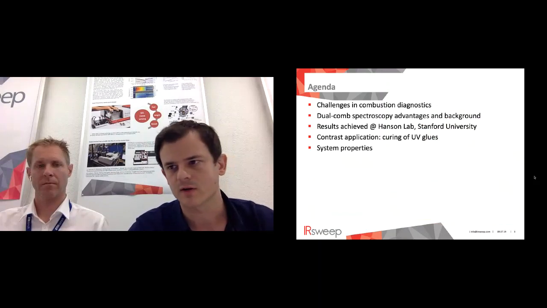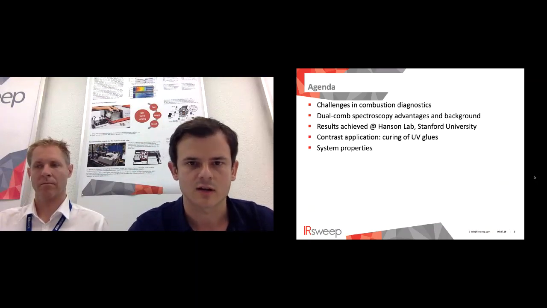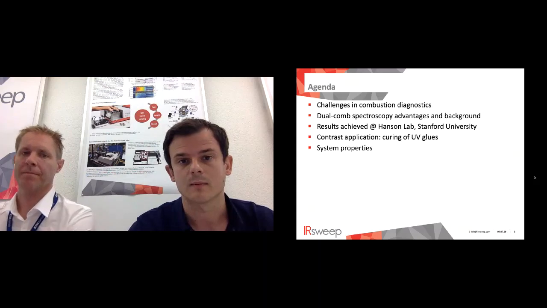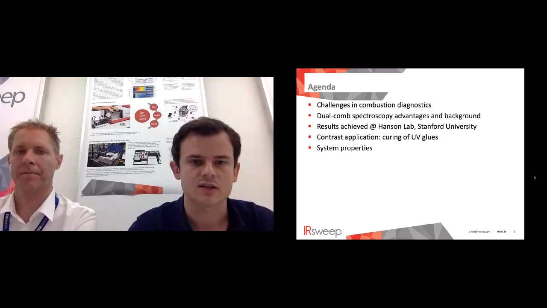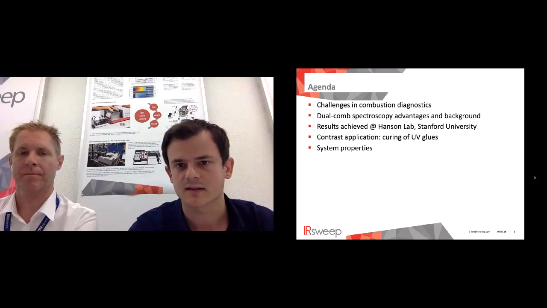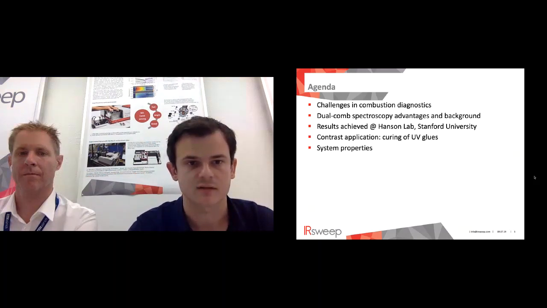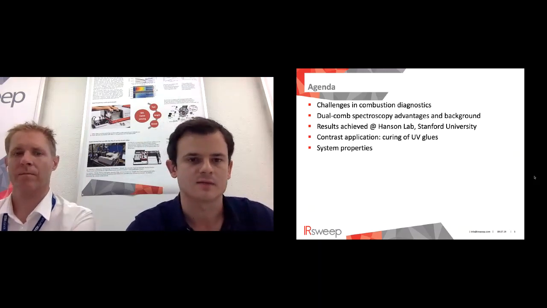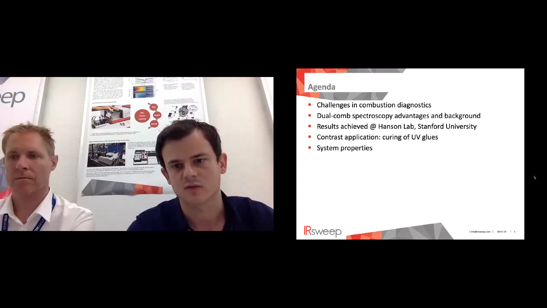Today, I want to talk first about the challenges in combustion diagnostics and why we go to this space with our dual-comb spectroscopy. Then, in general, about the method, its advantages, and a little bit about the background, what's different compared to other absorption spectroscopy methods that are around. Then I want to, in particular, talk about results that we achieved in collaboration with Professor Ron Hanson's group at Stanford University, who does a lot of combustion diagnostics and is really expert in the field. Then I'll contrast it a little bit with an entirely different application that also uses the advantages of QCL dual-comb spectroscopy, but in an entirely different way, so that you get a balanced view of the method, and end with some system properties, what you can expect if you get such a dual-comb spectrometer from IR Sweep.